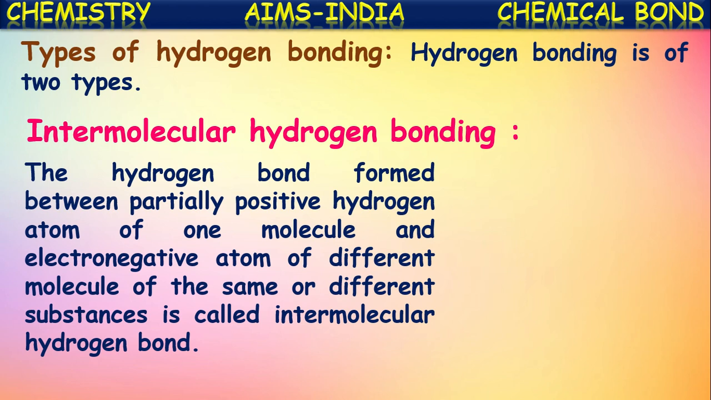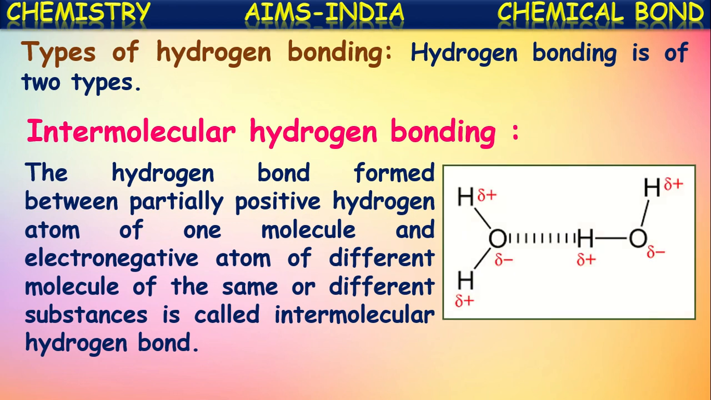The hydrogen bond formed between the partially positive hydrogen atom of one molecule and the electronegative atom of a different molecule of the same or a different substance is called intermolecular hydrogen bonding. Here, inter represents different. Intermolecular hydrogen bonding means the hydrogen bond created between different molecules.